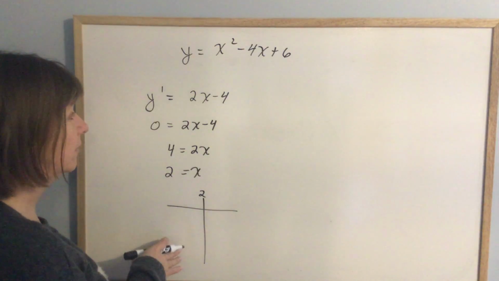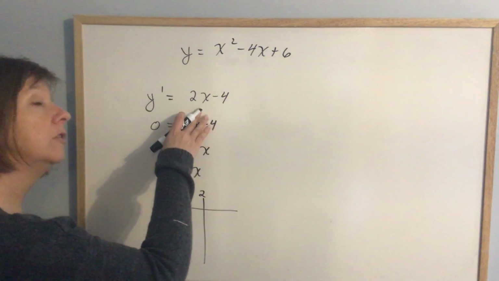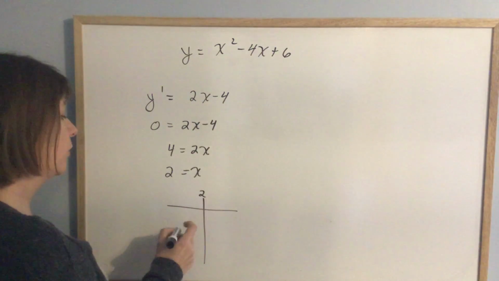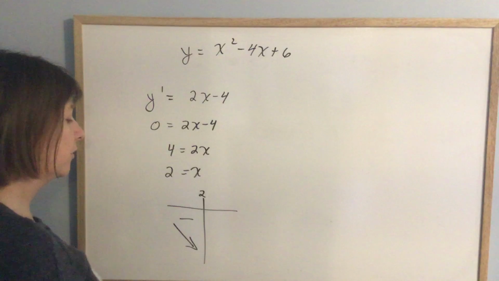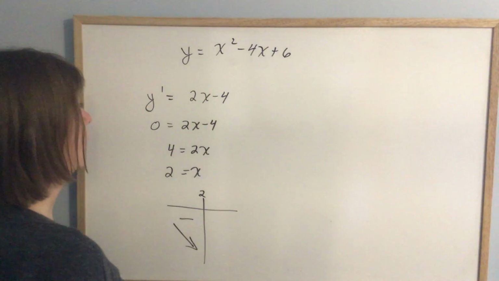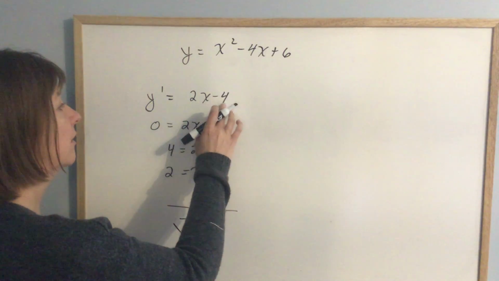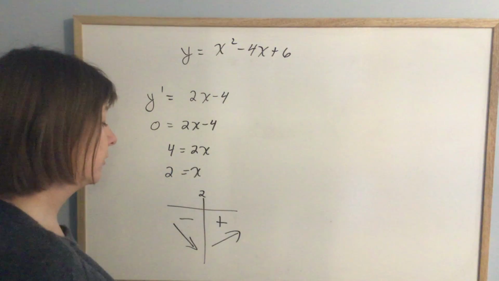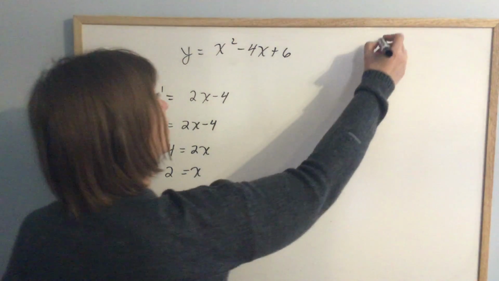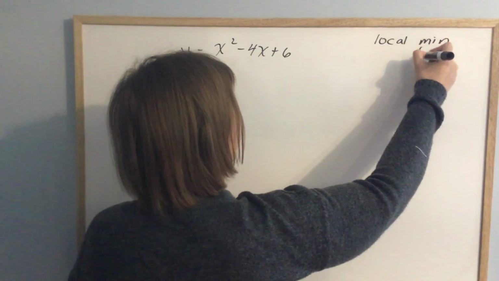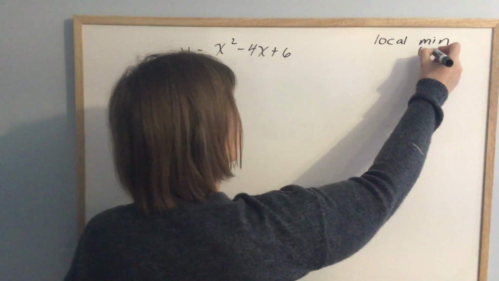So I'm just going to pick 0, put it back into the derivative. So 2 times 0 is 0, minus 4 is negative 4, so the graph is going down before 2. After 2, so say 3, 2 times 3 is 6, 6 take away 4 is 2, that's a positive answer, so it's going up. So I have a local minimum when my x is 2.